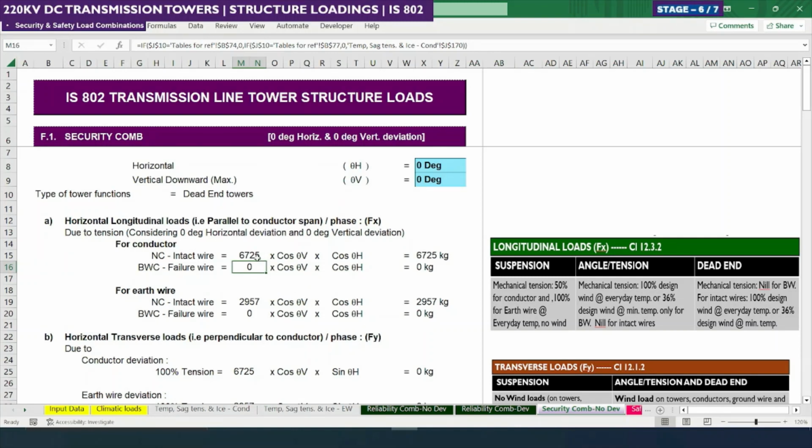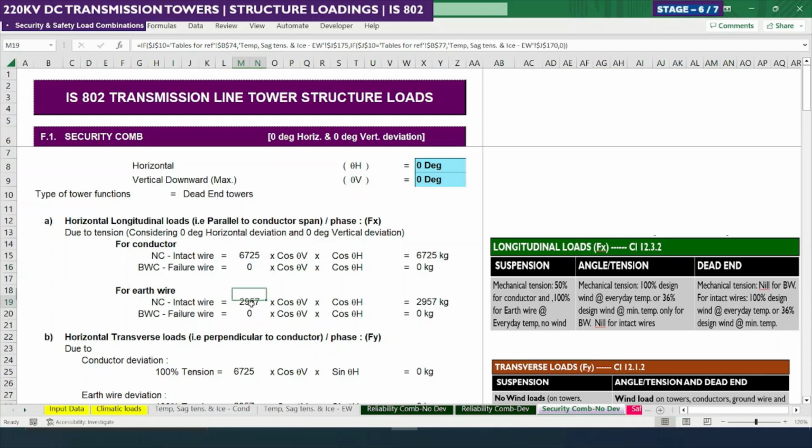So it is reverse of angle tension. In angle tension tower we used to consider the broken wire case, we used to consider this 6725, but in this dead end case we need to consider this tension value in normal condition.